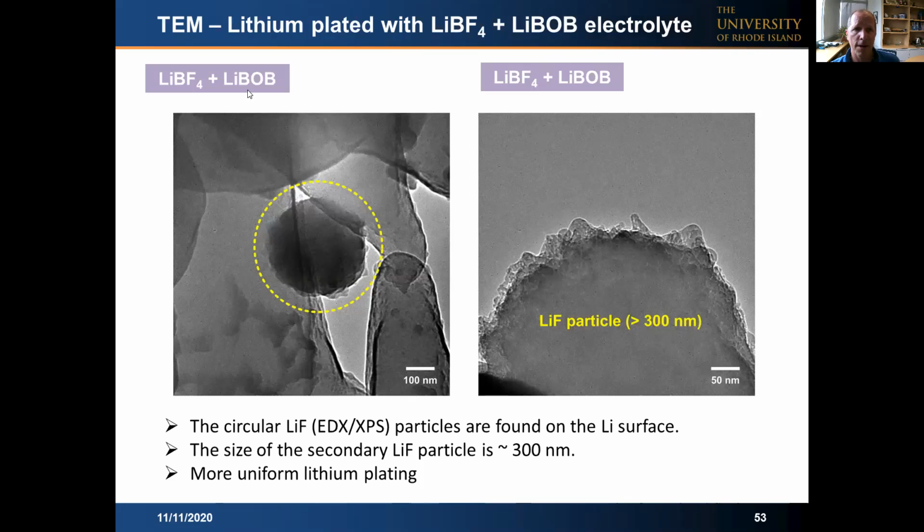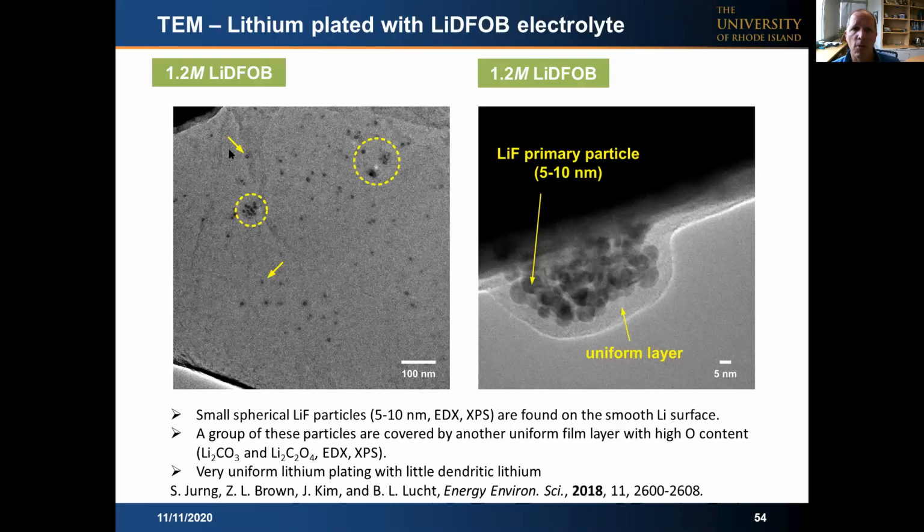When we go to the LiBF4 plus LiBOB electrolyte, initially we start to see these really large 100 nanometer particles that are predominantly lithium fluoride. But still, we see a lot of non-uniform lithium plating, not particularly uniform. It's still not a very good lithium metal coating. However, when we go to the 1.2 molar lithium difluorooxalato borate electrolyte, now what we see is very, very uniform plating of the lithium metal.